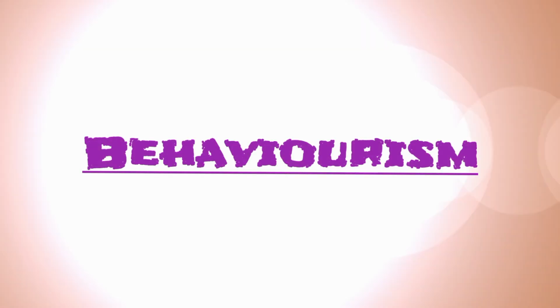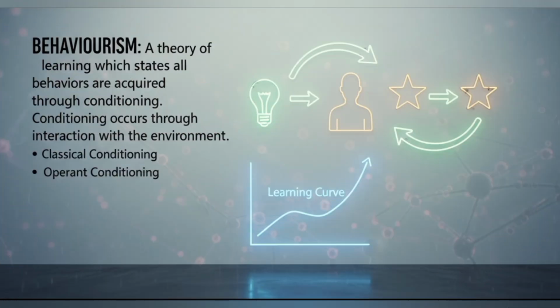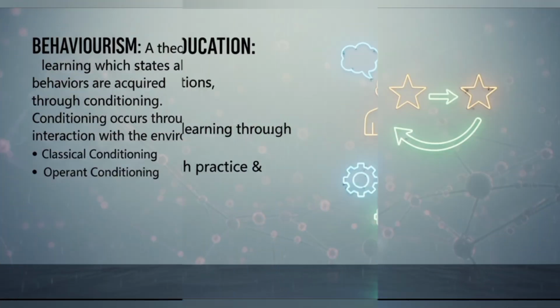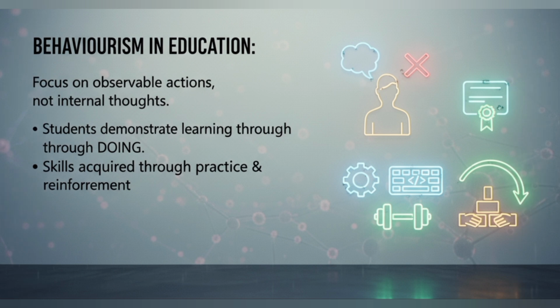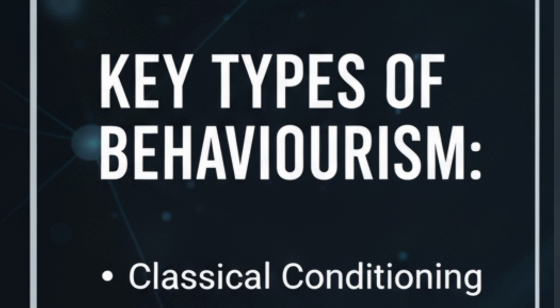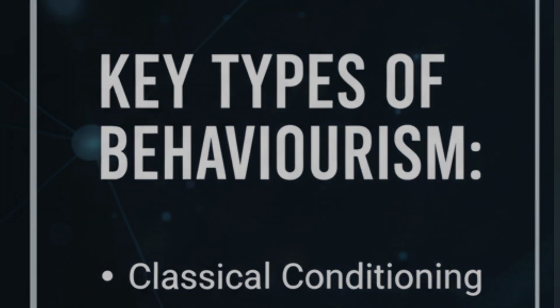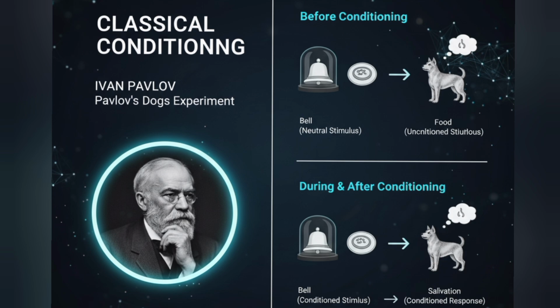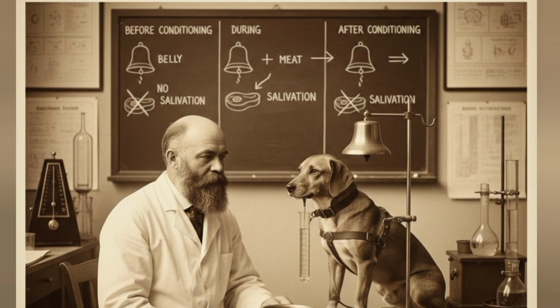Let's start with the very first major theory, behaviorism. Behaviorism says that learning is a change in observable behavior. It focuses on what students do, not what they think. There are two key types of behaviorist learning. Number one, classical conditioning, that was given by Ivan Pavlov. Pavlov's famous dog experiment showed that we can form associations between a stimulus and a response.